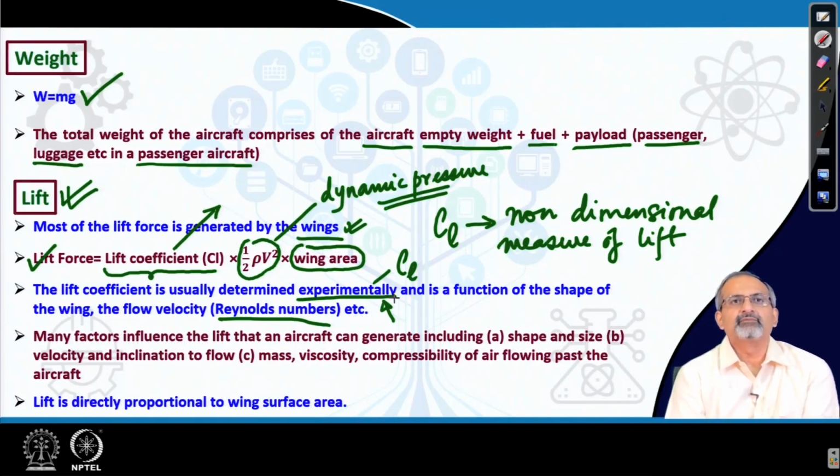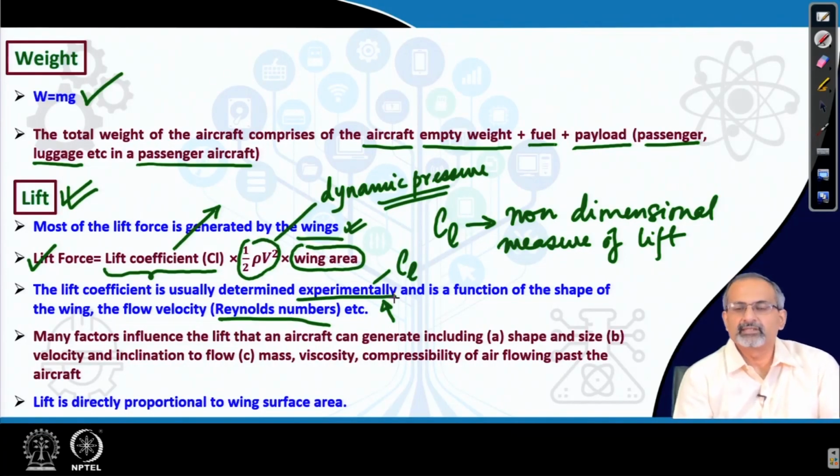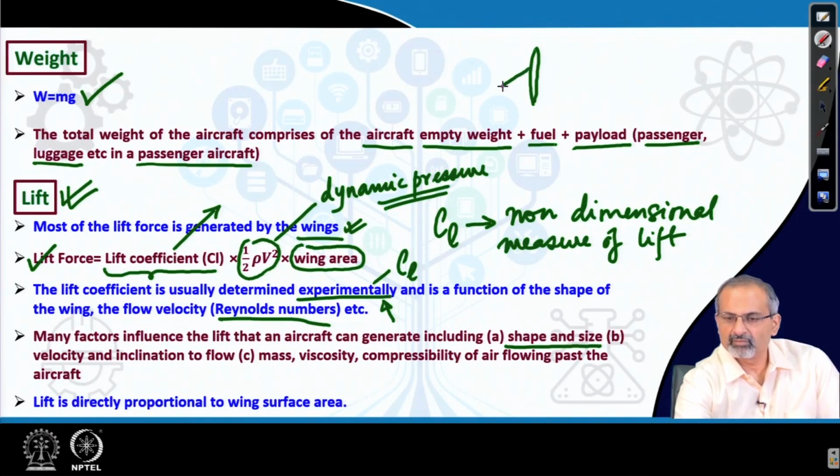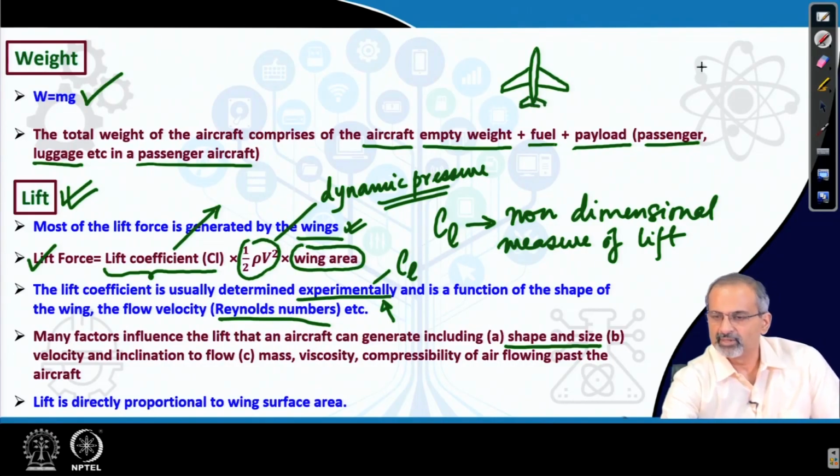Many factors influence the lift that an aircraft can generate, which includes its shape and size. For example, a larger aircraft would have a larger wing area. So, if you look at an aircraft when it is flying above you, you may see an aircraft like this. You may see a much larger aircraft like this.